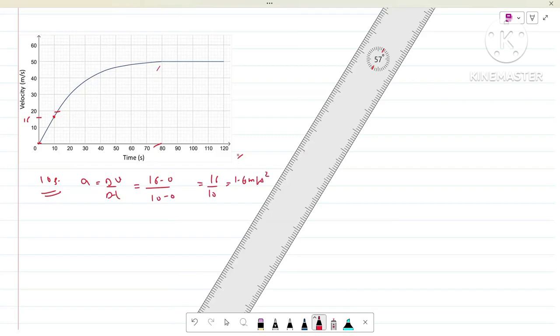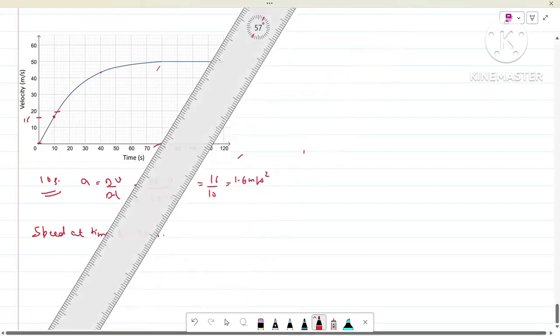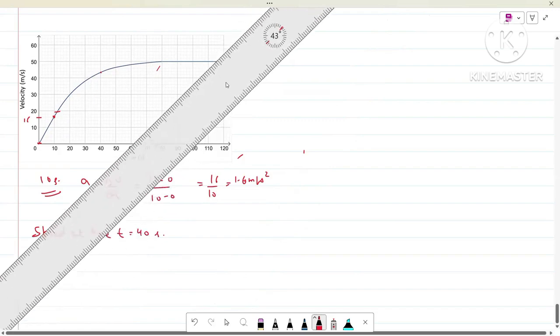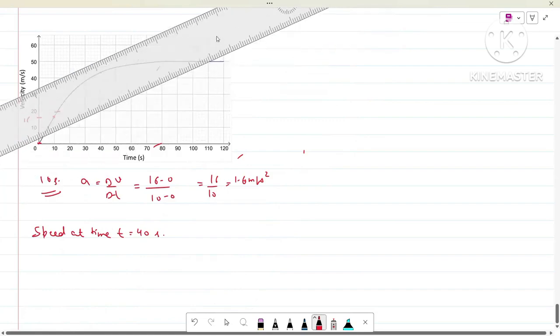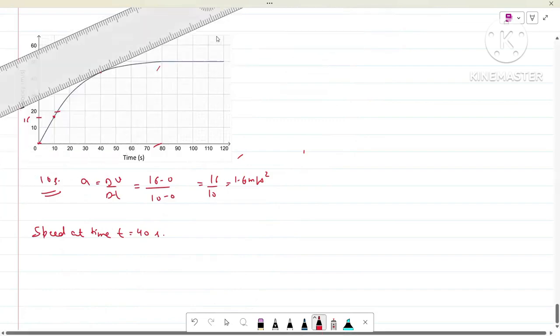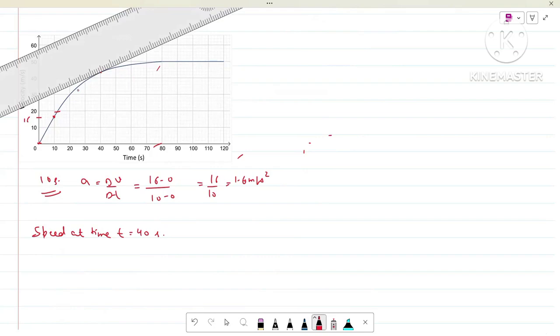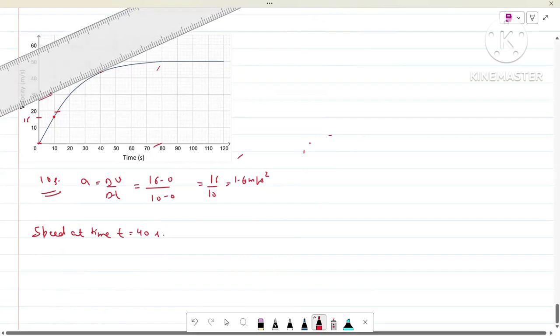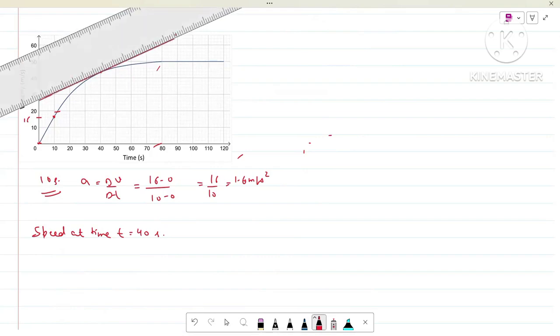Now, if a curve is given, let's say I ask you what is the acceleration at time t equal to 40 seconds. Now, whenever a curve is given and you have to find the acceleration, first of all, you have to draw a tangent at that point. So first of all, I will draw the tangent at that point. Now, tangent, as we have discussed in the distance time graph also, is a line that is touching the curve at 1 point. So this will be the tangent.